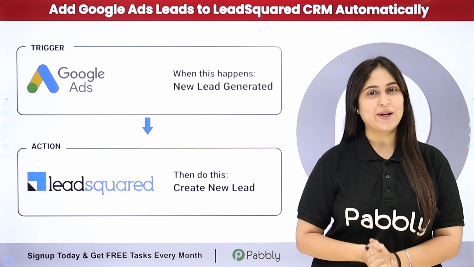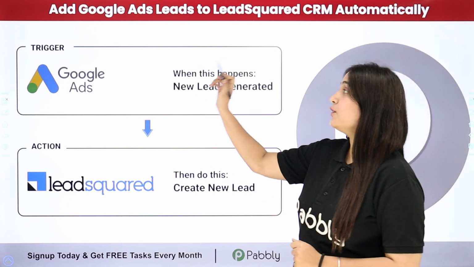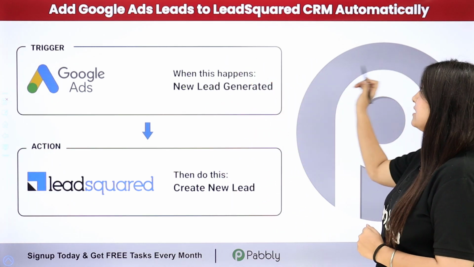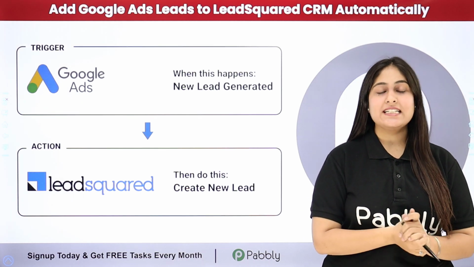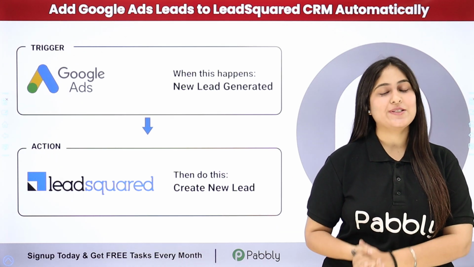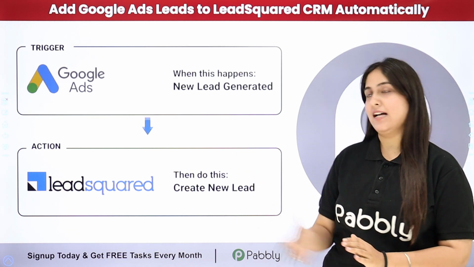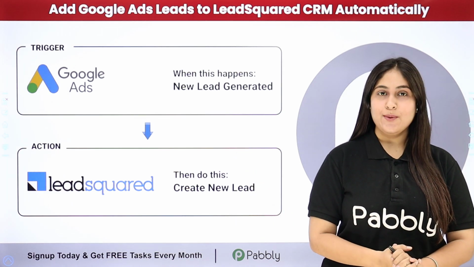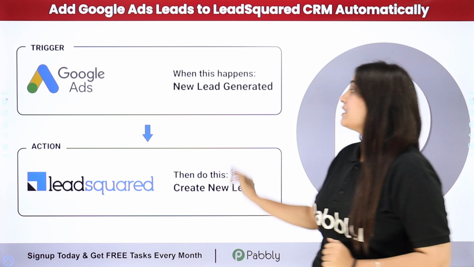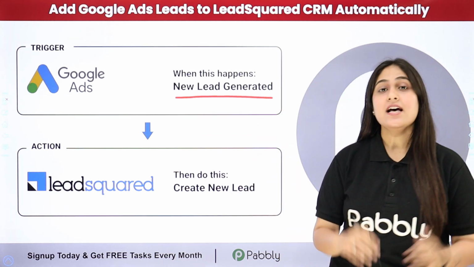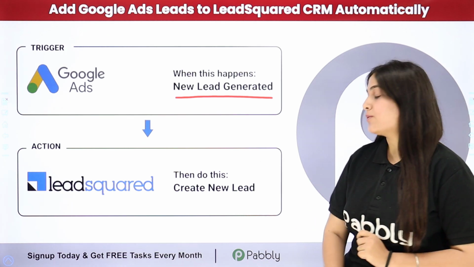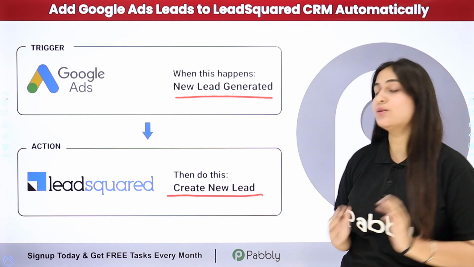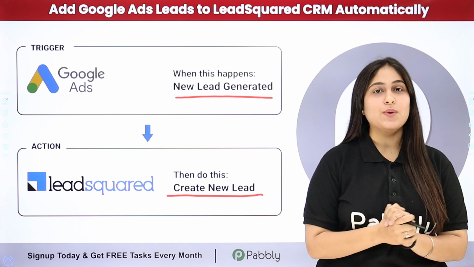So in this video we are going to understand how to add Google Ads leads to LeadSquared CRM automatically. I'm an owner of a real estate agency, and to promote my agency I'm running some Google Ads. Now in this case I want that whenever I receive a new lead through my Google Ads, then automatically I want to add the lead received to my LeadSquared CRM as a new lead so that I can store the lead details at one place.